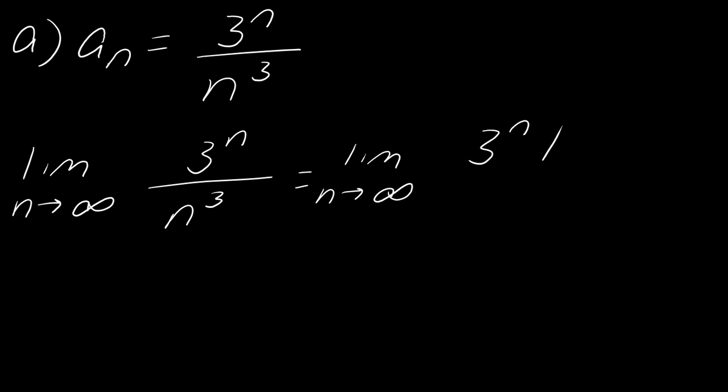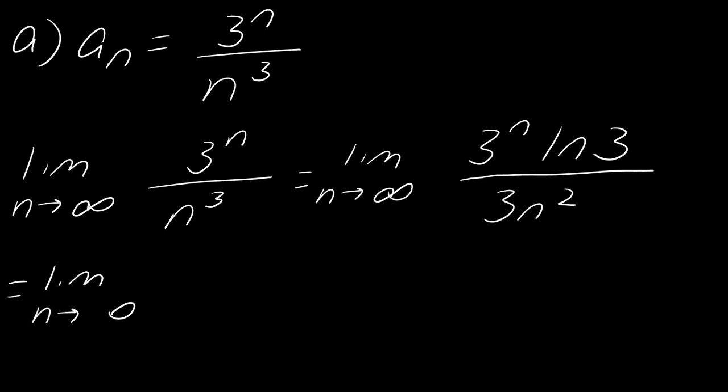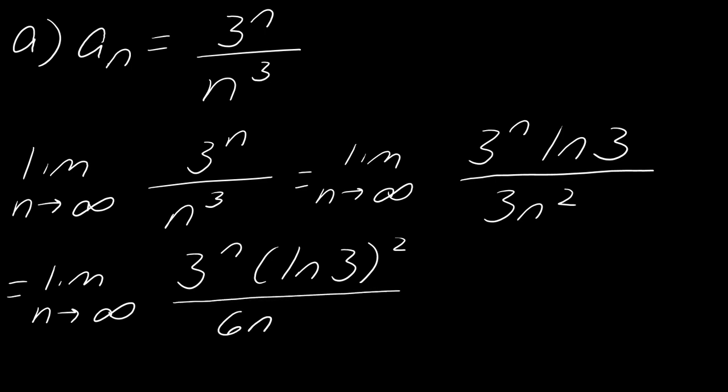take the derivative of the top and the bottom. Hopefully you didn't forget your derivative of 3 to the n. And then in the bottom, this will be 3n squared. Now if I take the limit, this is still going to be infinity over infinity. So I can take the derivative of the top and bottom again. Now this is going to be natural log of 3 squared, and then in the bottom, this will be 6n. I've still got infinity over infinity.